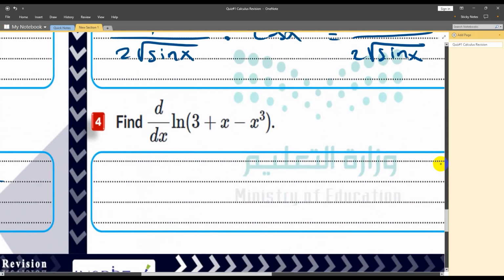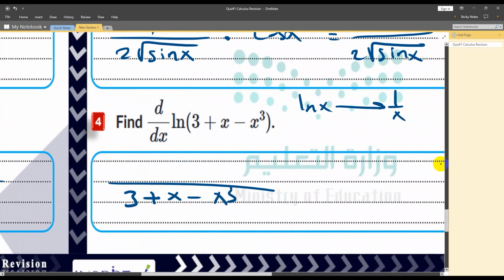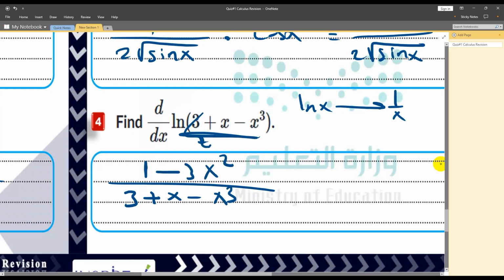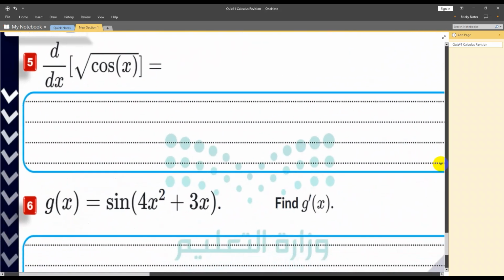Okay, next one. Ln, you remember ln x, put x down. So it is the same. Ln of 3 plus x minus x cubed, put all of this down. And then to use the chain rule, you will multiply by the derivative of the inside. So let's get directly. The derivative of 3 is 0, the derivative of x is 1, the derivative of negative x cubed will be negative 3x squared. This is your final answer.